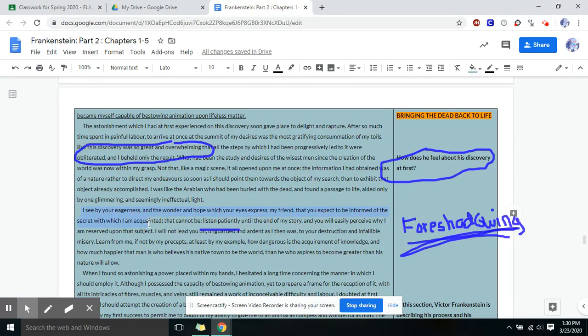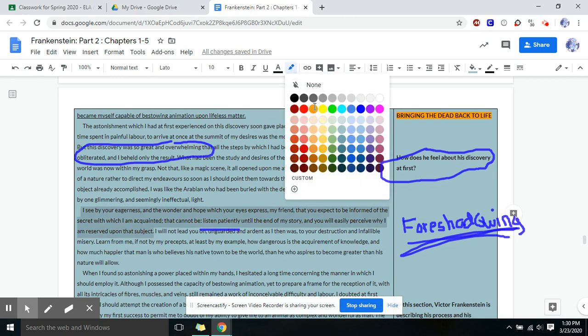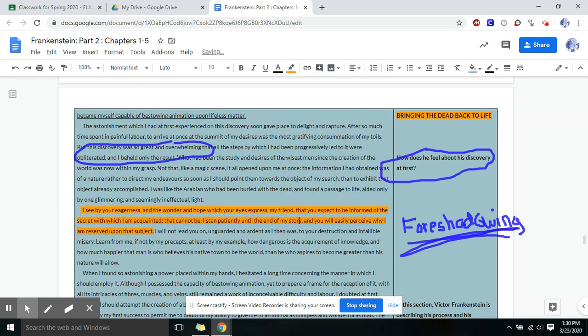It says, "I see by your eagerness and the wonder and hope which your eyes express that you expect to be informed of the secret with which I am acquainted. That cannot be. Listen patiently until the end of my story, and you will easily perceive why I am reserved upon that subject." Again, basically saying, I'm not going to tell you about the secret of life because it's going to be bad, and you're going to find out about it at the end. That's foreshadowing.